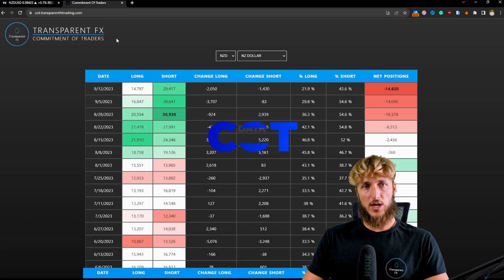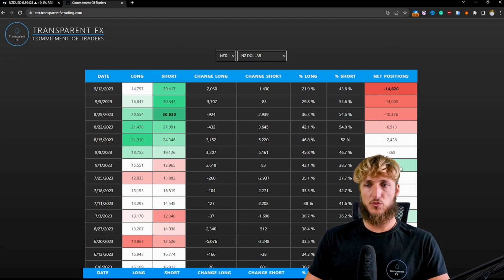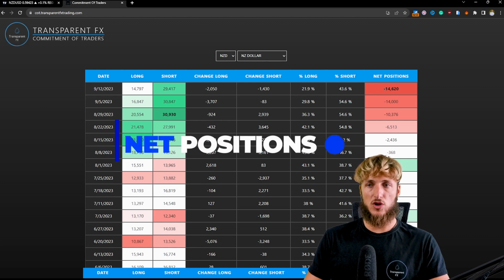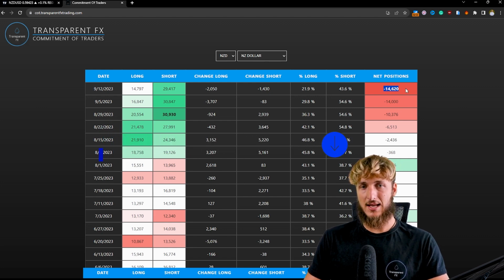Now, if we go and see what we have when it comes to the commitment of traders, so the COT data, which is what the non-commercials, so the biggest speculators in the market are doing, and we check the data precisely for the NZD, what we can see is that with the last report, we went from having a positive 1.5k net positions all the way down to having a negative minus 14.6k net positions.